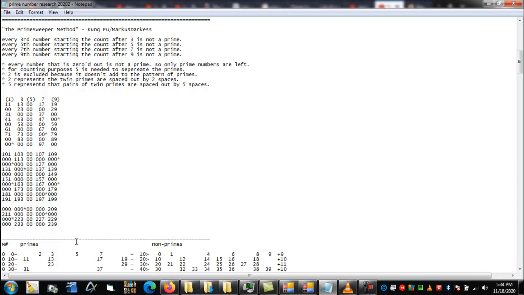So I don't want to go any further, don't want to make this video too long. I just want to show this idea of the Primesweeper method that y'all can play around with. I'll probably make a program. I'll try to do it, but it would be cool if somebody else did it who's better at programming, to actually be able to create a program that can automatically do this counting method.